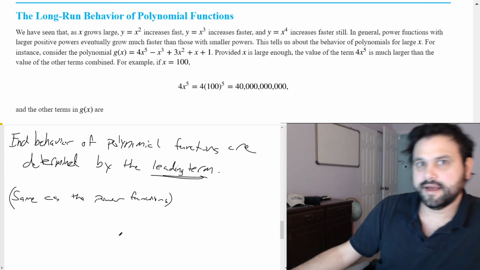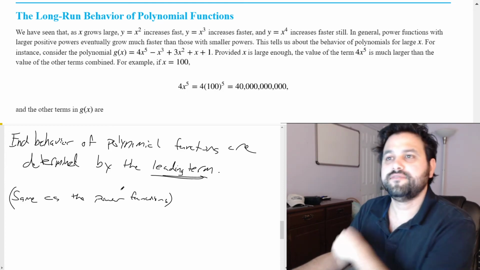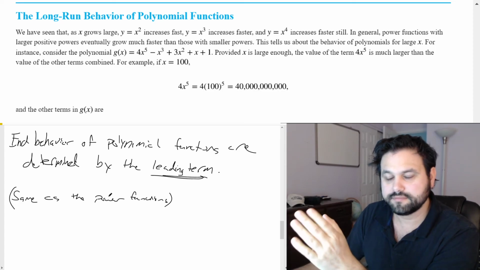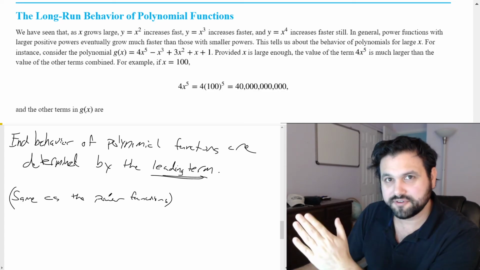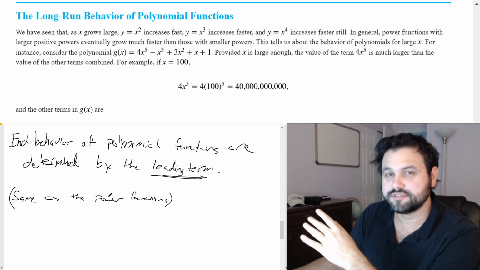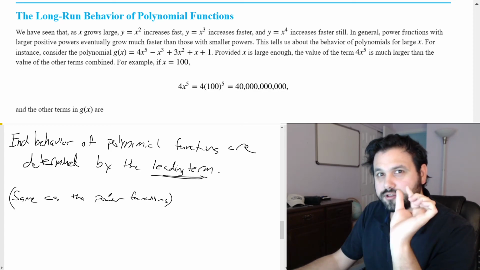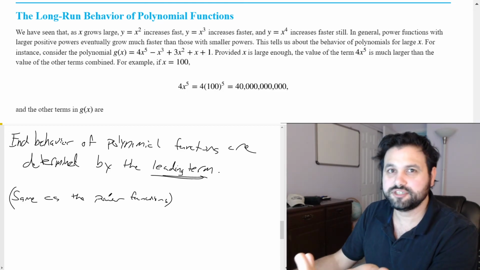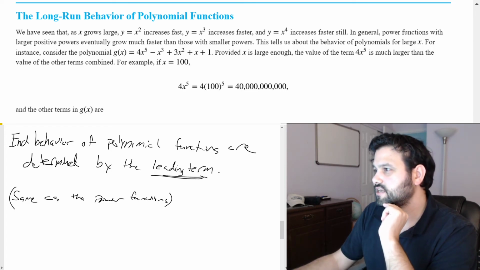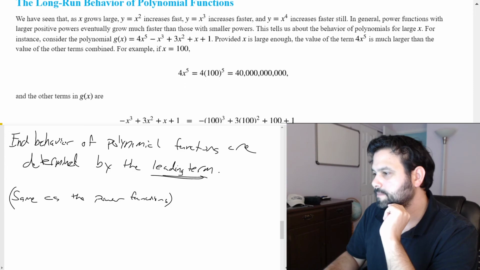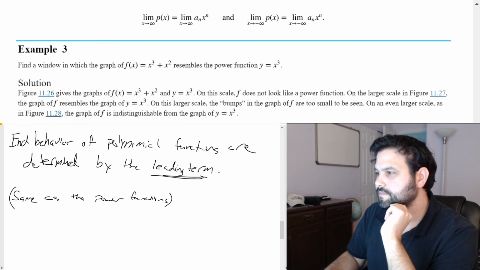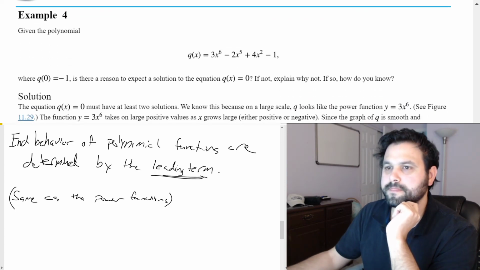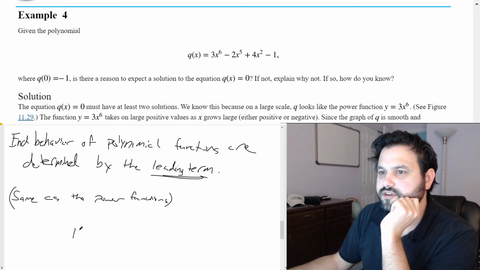So that's the reason why we did that in the power functions, right? Because if we have a polynomial function and all the individual little terms are power functions, then if we only look at the first leading term, then it's just one power function, and we do the same thing we just did with power functions, okay? So let's take a look at an example. Yeah, let's take a look at this one. Example 4. So here is a polynomial function.